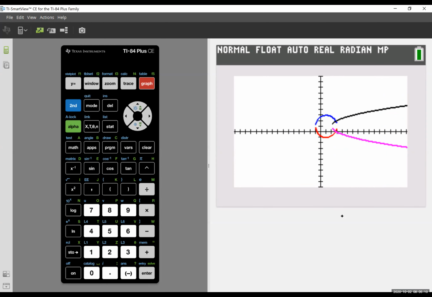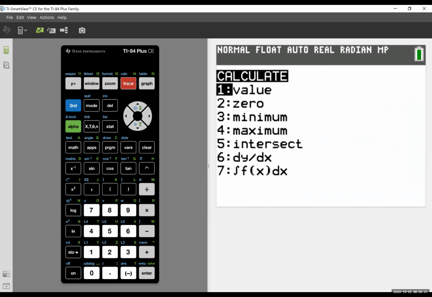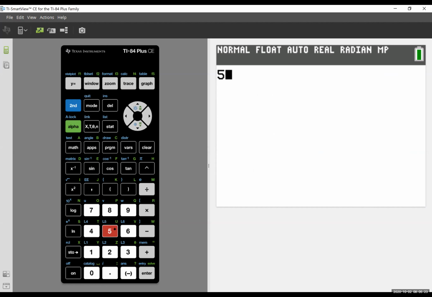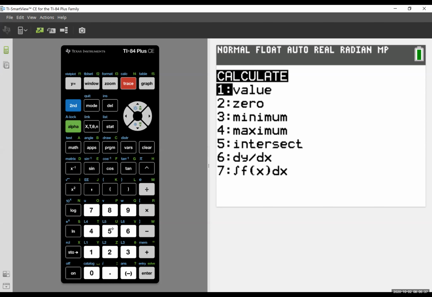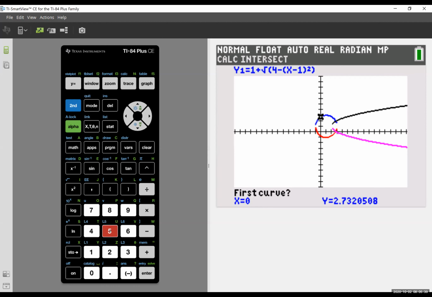Now, if we're going to calculate the intersection, you are no stranger to this. I will press second calculate, that's second trace, and we're looking for item number 5. Oops, excuse me. Clear this out again one more time. We got a little crazy here. So again, let's try this one more time. Second trace. We're going to calculate the intersection. That's item 5. And now it's asking for first curve and second curve.